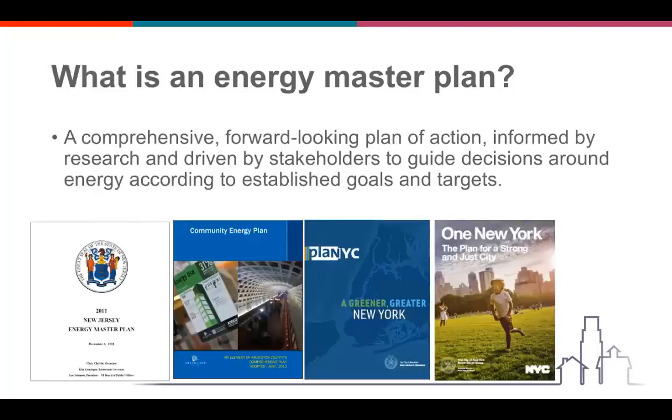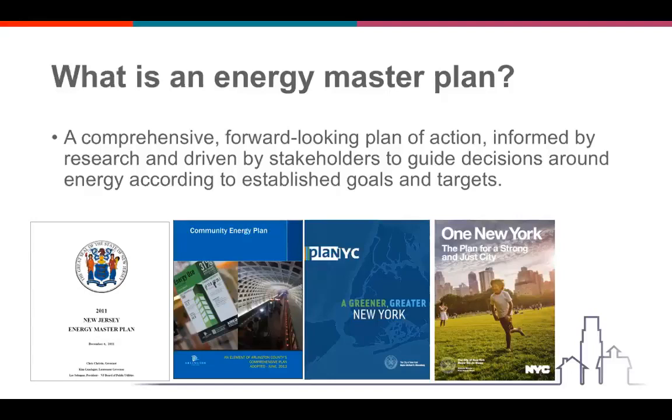There are multiple examples of energy master plans at all different levels of governance. At the state level, we have to look to New Jersey, where in 2011 an energy master plan was put forward. At the county level, there's an example in Arlington County in Virginia, where they put together an element of their comprehensive plan, a community energy plan.